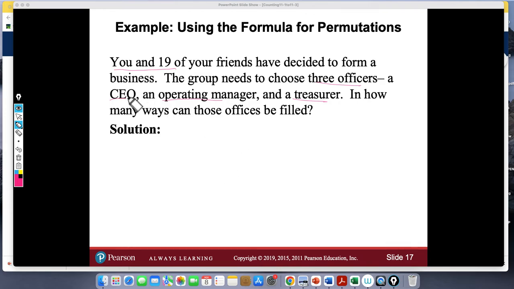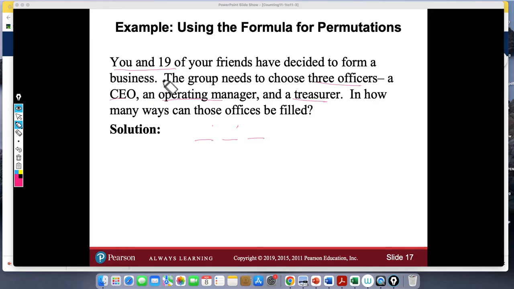Well, if you're the CEO, is that better than being the operating manager? Or maybe, I don't know which one's better. One's maybe more work, but certainly the CEO probably has more power, and the treasurer gets to deal with the money. They're different jobs, so yes, we would consider them each different. So there's 3 things, 3 slots.